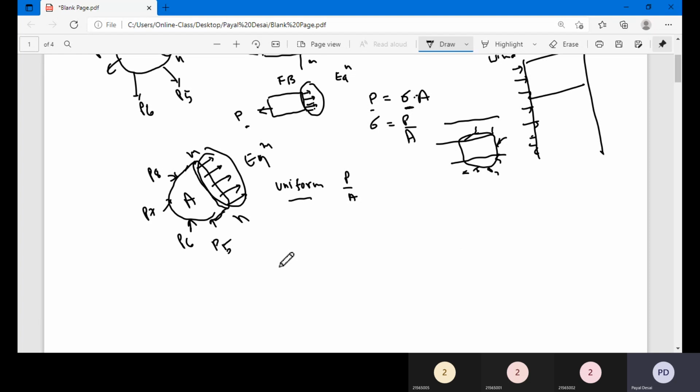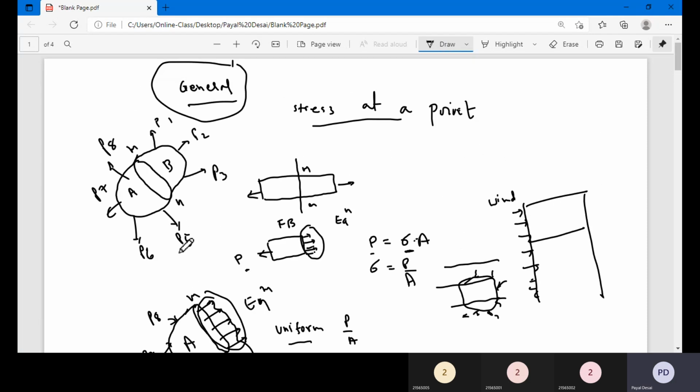Because it will be very difficult for us if the stress distribution itself is irregular. How do I arrive at a concept of defining the stress? So we bring a concept of the stress at a point. Let us consider any point on this body, O. A point we have chosen, and now we need to determine the stress at a point.